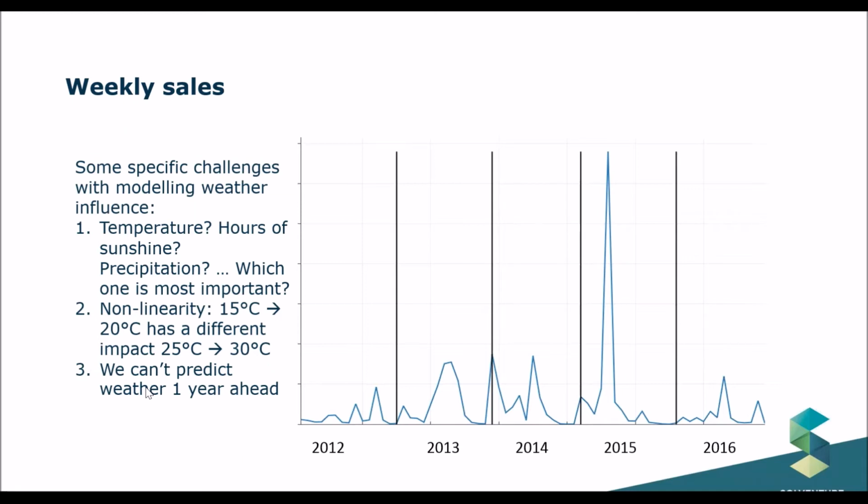We now have weather forecasts available for the next 10 to 14 days. But even beyond 3 to 4 days, the weather predictions are not very accurate. So if we know there is a weather dependency, but we can't predict the weather 1 year ahead, how do we then deal with that in our forecast? In the remainder of the slides, I want to focus on question number 2, and on question number 3.